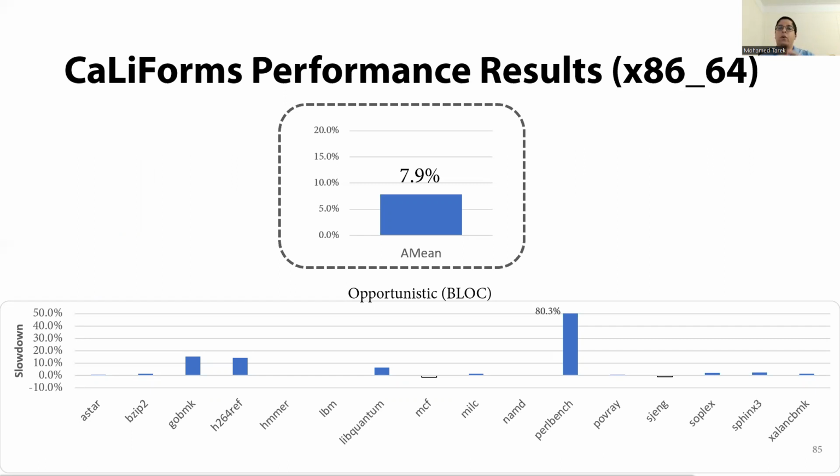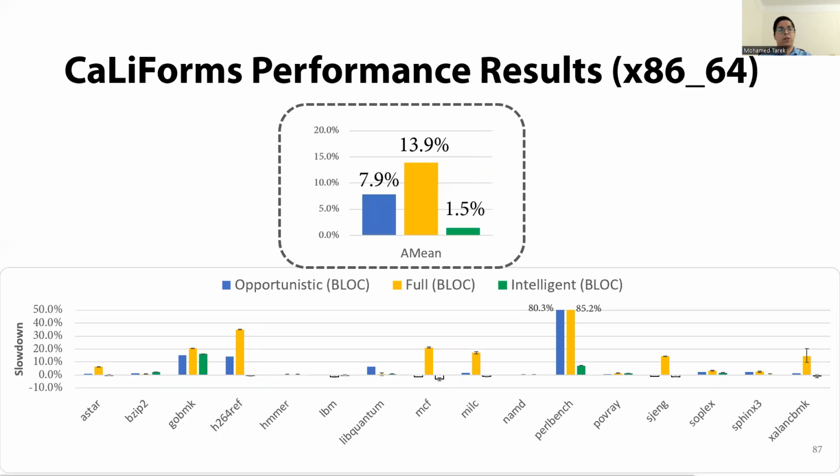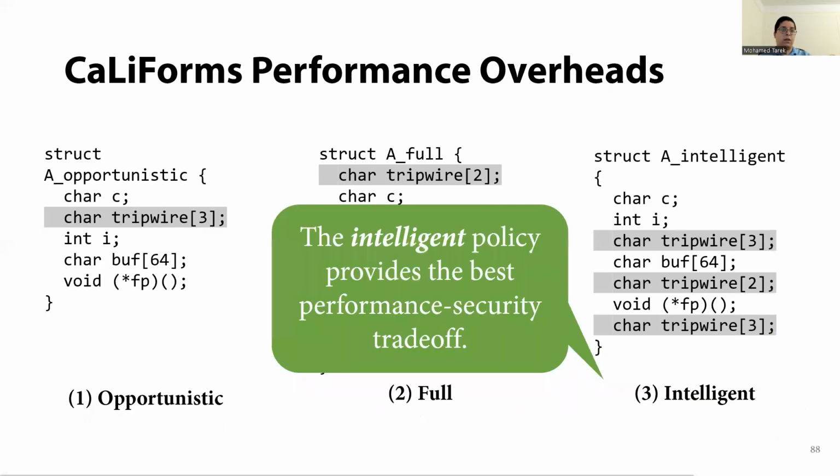Here we can see the results for the opportunistic policy. The average slowdown in this case is almost 8%, as shown in the top figure. But what would happen if we use the full policy? Remember, this is the one that inserts randomly sized tripwires between all fields of a struct. In this case, the average slowdowns will increase to almost 14%. Finally, this slide shows the results for the intelligent policy. The average slowdown in this case is only 1.5%. As the results show, the intelligent policy provides the best performance-security trade-off as it protects the security-critical fields with less than 2% performance overhead.